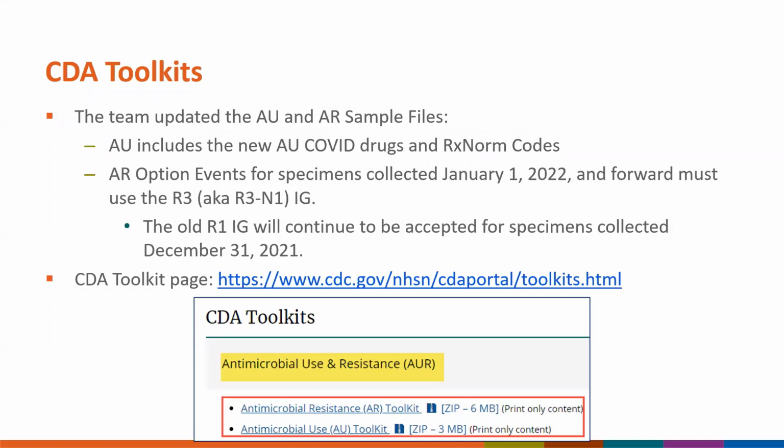The AUR CDA toolkits have been updated and posted. The AU option includes the new AU drugs and RxNorm codes, and the AR option event includes specimens collected January 1st, 2022 and forward. The AR option event also now requires the use of the R3 implementation guide. The old R1 implementation guide can still be accepted for specimens collected up to December 31st, 2021. Next slide, please.